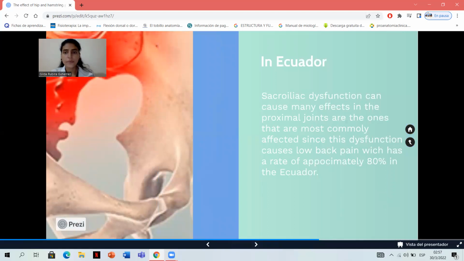In Ecuador, sacroiliac dysfunctions can cause many effects in the proximal joints, or the ones that are most commonly affected. These dysfunctions cause low back pain, which has a rate of approximately 18% in Ecuador.